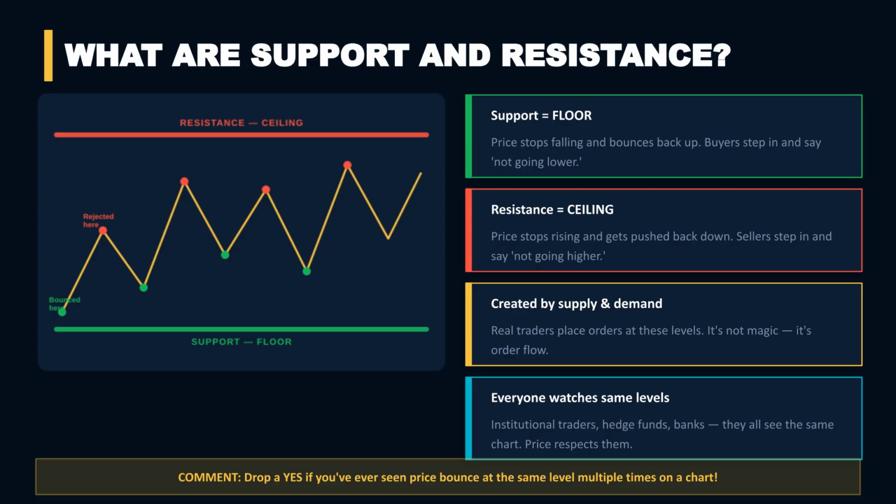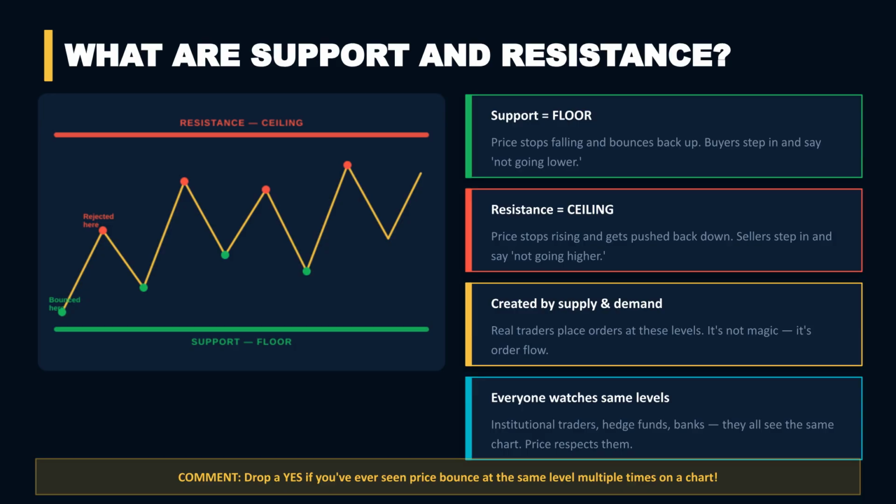Let's start with definitions, but I want you to understand this viscerally. Support is a price level where demand is so strong that price stops falling and bounces back up. Think of it like a floor. When price drops to that level, buyers step in and say, nope, not going lower. They push back, and price bounces. Resistance is the opposite. It's a price level where supply is so strong that price stops rising and gets pushed back down. Think of it like a ceiling. When price rises to that level, sellers step in and say, nope, not going higher. They push back, and price drops.